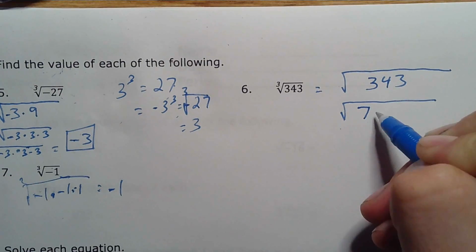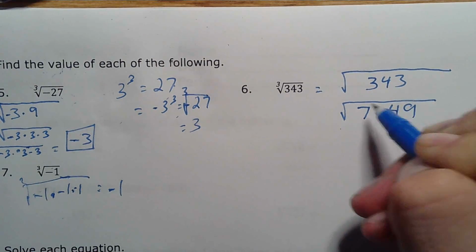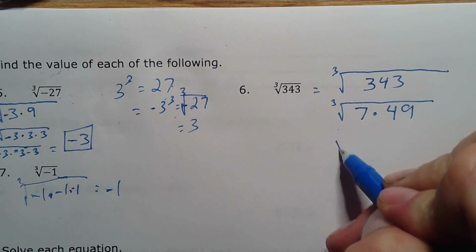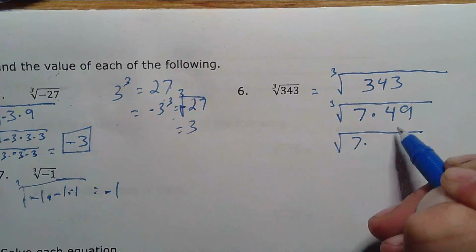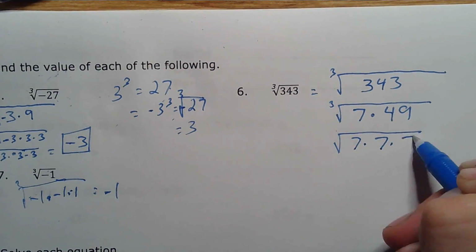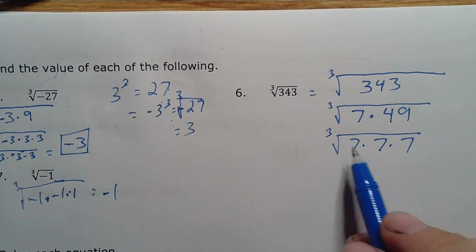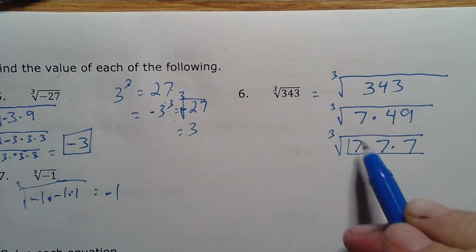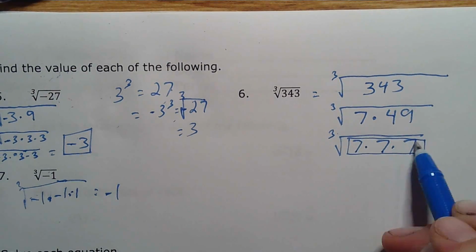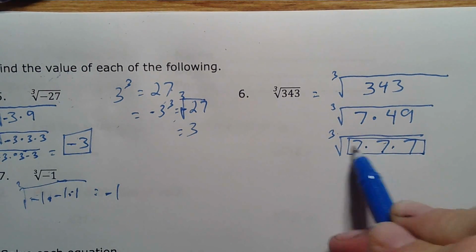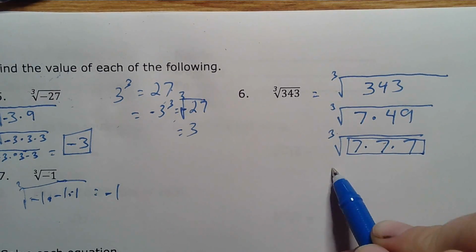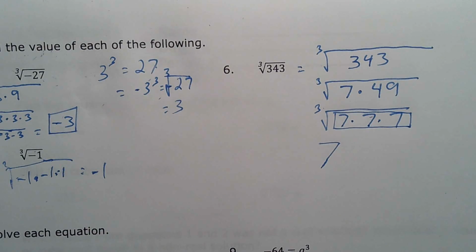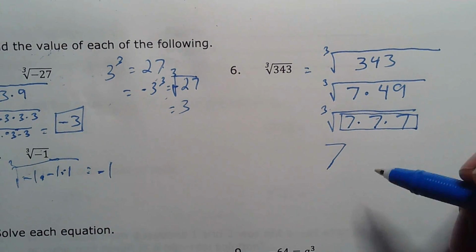So this is the cube root of 7 times 49. Okay, cool. Well, 49 breaks up into 7 times 7. And hey, look, I have 3 sevens. So this is a cube root, and I need 3 of them to make a perfect cube, so this equals 7. That's kind of the concept behind all that stuff.